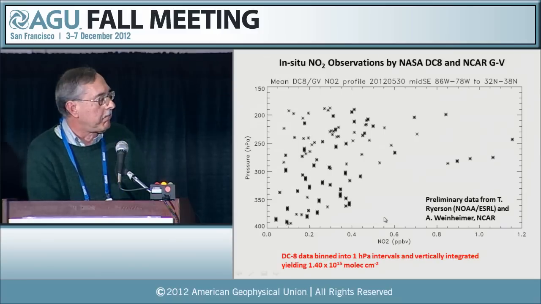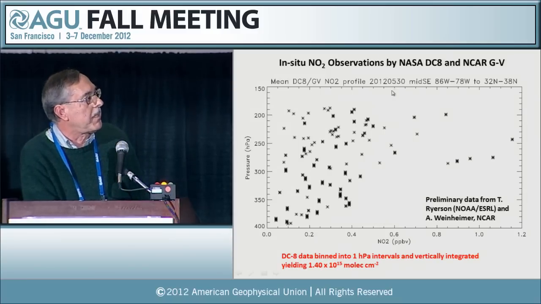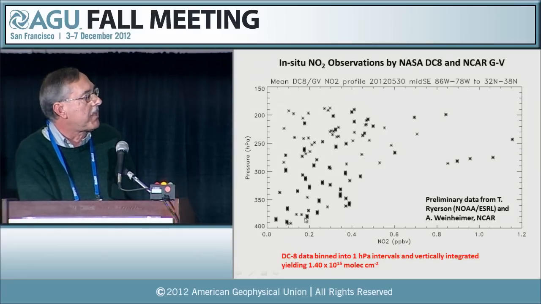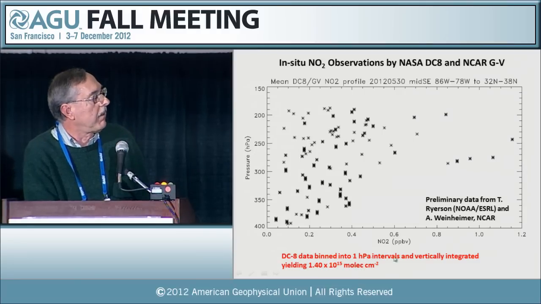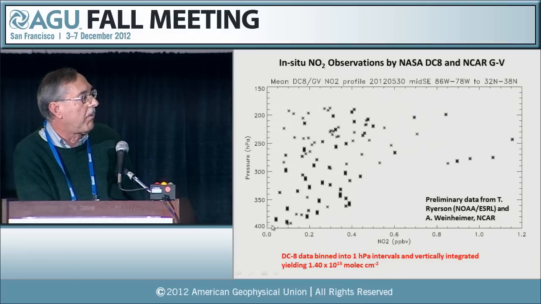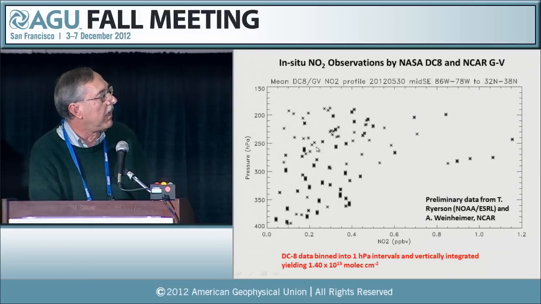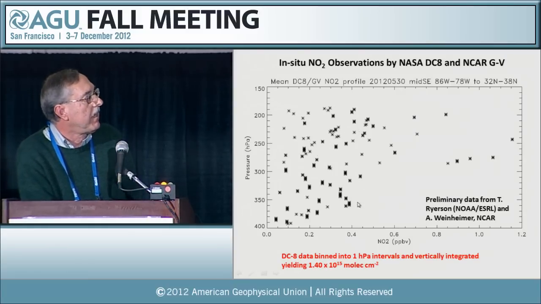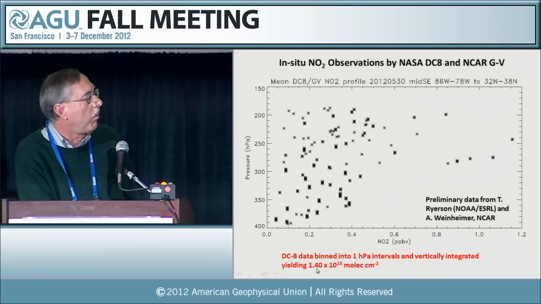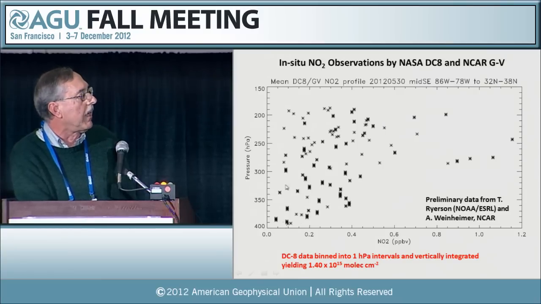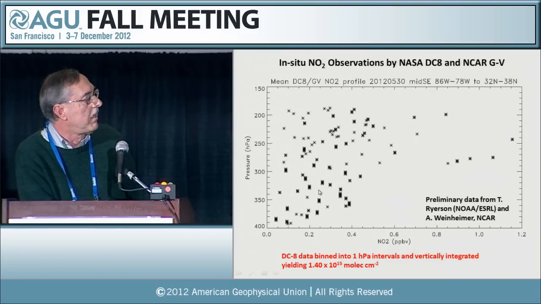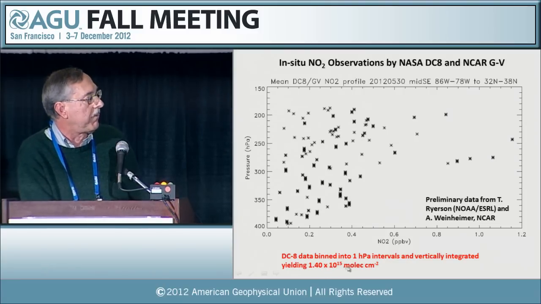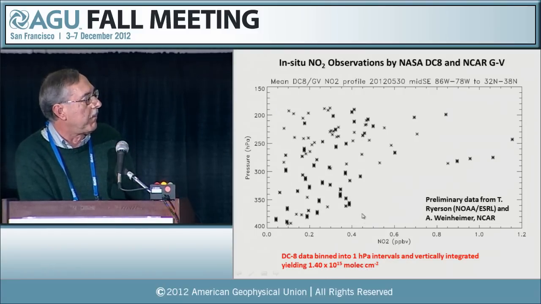Then, using the aircraft data from the DC-8 and the G5, we averaged those aircraft data into 1 hectopascal intervals in the vertical. Wherever there was an aircraft measurement here, we have an X. These are preliminary data at this point. But if you vertically integrate all these measurements from about 400 millibars up to about 200, you get about 1.4 times 10 to the 15th molecules per square centimeter.